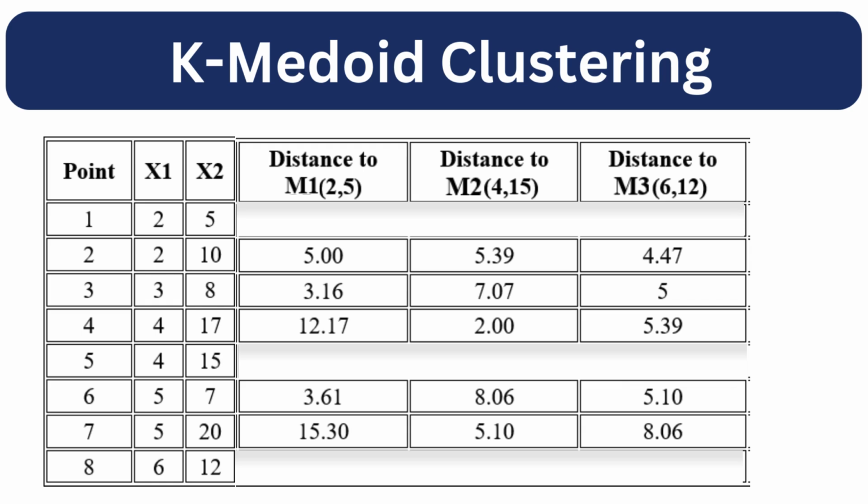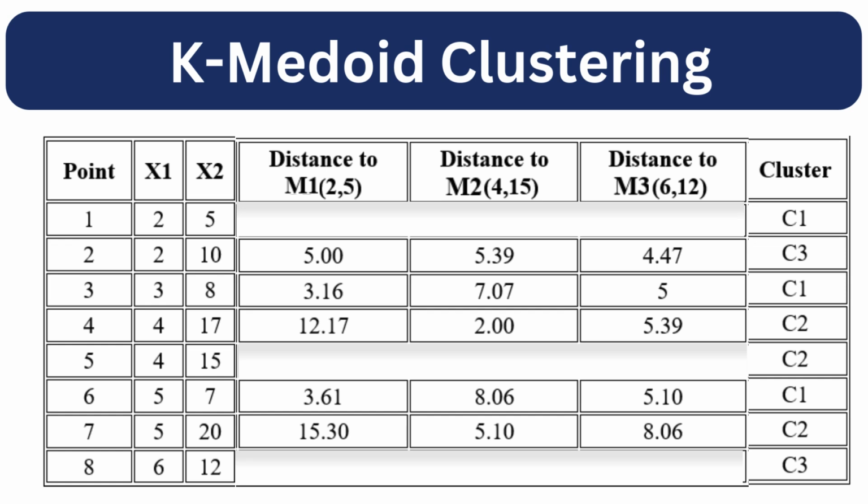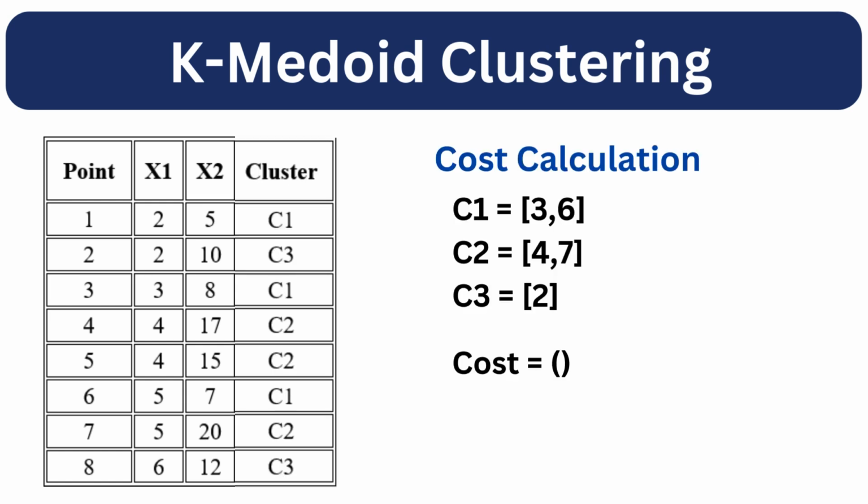Next step is to calculate the distance of each data point with the medoid. So this is almost the same step. The only difference is that we will not calculate any distance with the medoid points. So you can see that there is no distance calculated for M1, M2 and M3. After calculating the distance, we will assign each data point to a cluster based on the minimum distance. So after the first iteration, we have got these points in the cluster 1, 2 and 3.